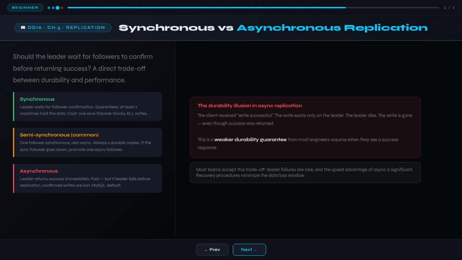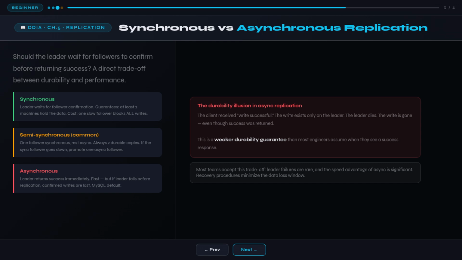The client knows that when the write succeeds, at least 2 machines hold the data. If the leader crashes immediately after, the follower has the data and can take over. No data is lost. The cost: if the follower is slow, overloaded, or unreachable due to a network issue, the leader must block, it can't complete any writes until the follower responds.